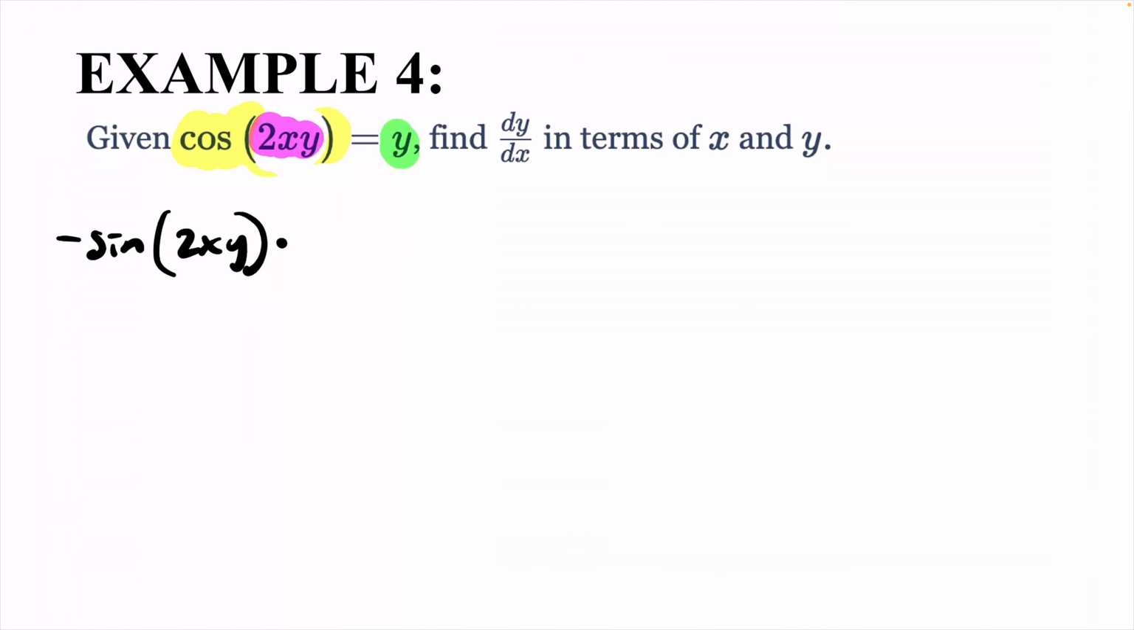Now we're going to find the derivative of the inside, right? It's 2x times y. The product rule says the first times the derivative of the second. Well, the derivative of y is 1 dy over dx, plus the opposite: the derivative of 2x is 2, times the second, which is y.